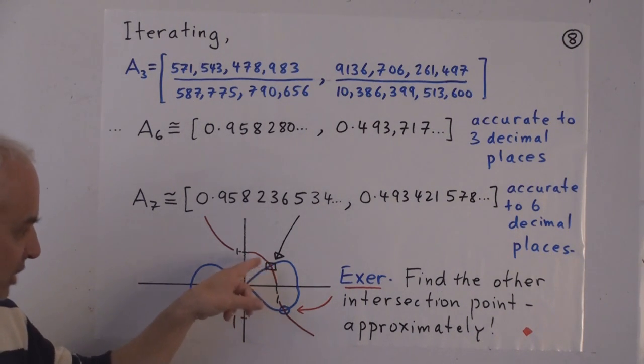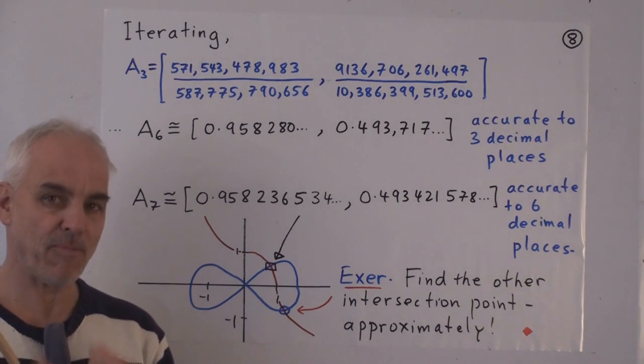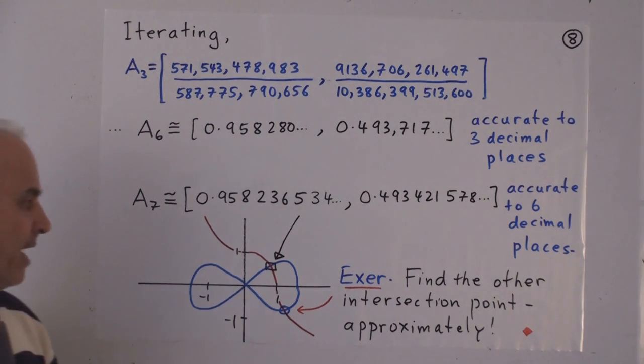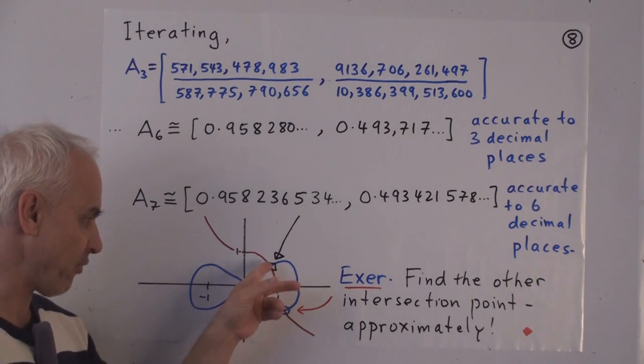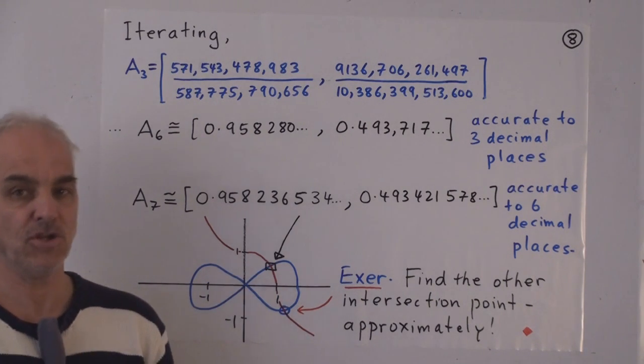Of course, there is no actual point where these two curves meet. We're only talking about approximations. But that's what we want to do in mathematics often. We just want to find an approximate place where these two curves meet. That's all that we can do, in fact.